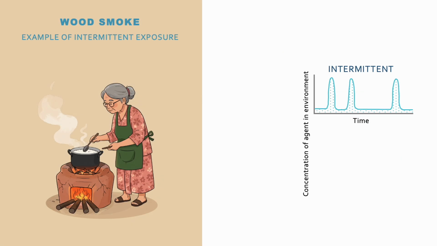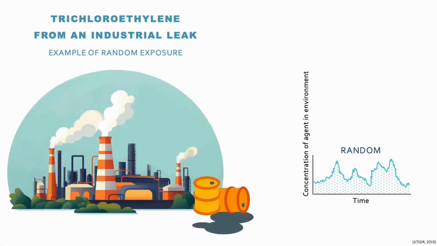Intermittent exposure occurs with recurring but irregular short-duration increases in the agent. For example, inhaling wood smoke only when operating a wood-burning stove. Random exposure occurs with unpredictable increases of varying intensities caused by chance events. For example, exposure to trichloroethylene, a synthetic volatile organic compound used as a metal degreaser and in industrial processes to make other chemicals. Trichloroethylene in contaminated soil or groundwater can turn into a gas, migrate upward, and seep into the indoor air of buildings through foundation cracks or pipes.